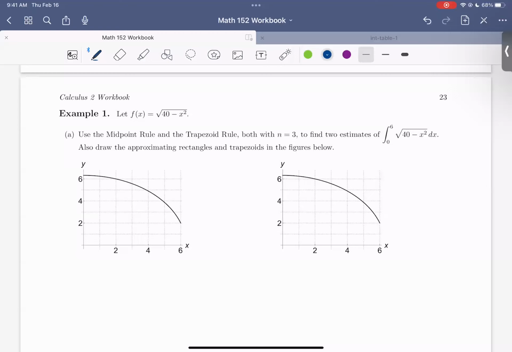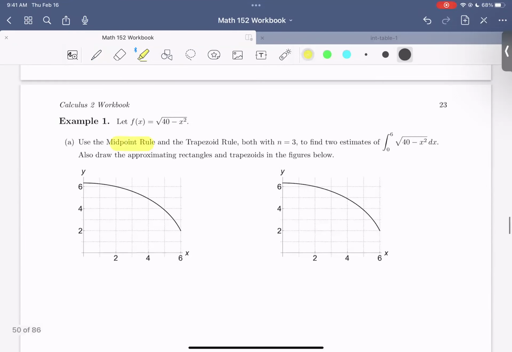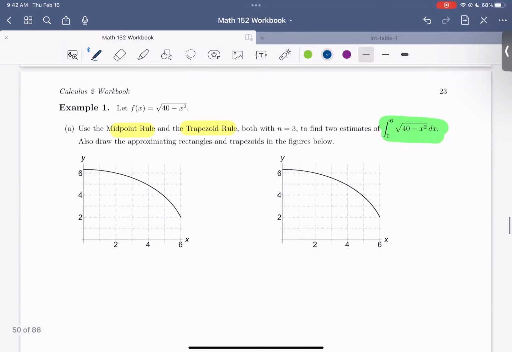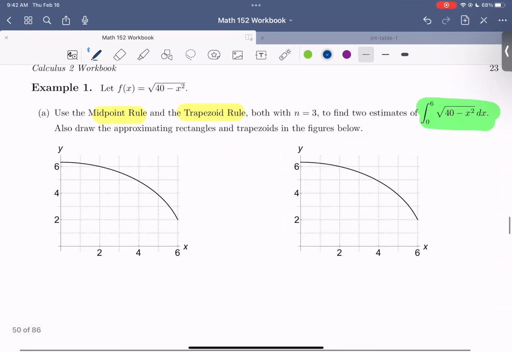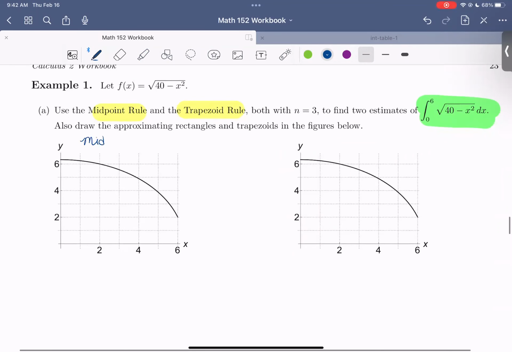At first it tells us to use the midpoint rule and then the trapezoid rule to approximate this integral. We have two different graphs here set up to help us draw in the rectangles or trapezoids we're going to use to approximate this integral. Starting with the midpoint rule, we'll do midpoint here first. Let's go ahead and draw in these rectangles.